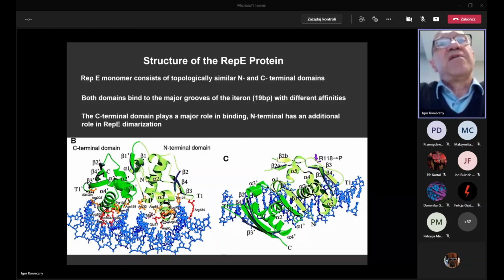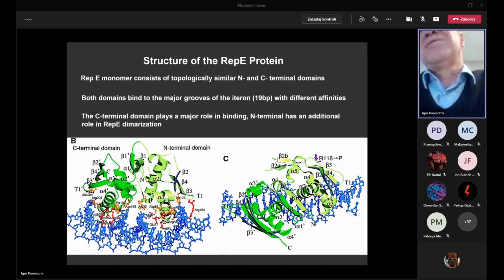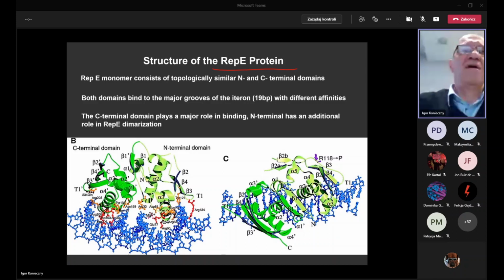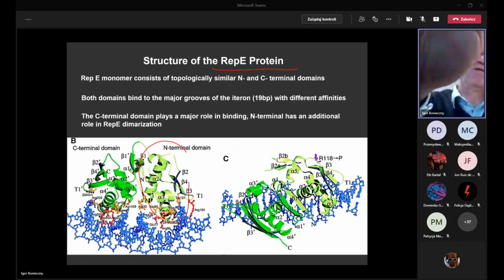The first ever published structure of a replication initiator was RepE, a plasmid-encoded replication initiator. The RepE monomer consists of the similar domains, and those similar domains sit on the DNA grooves. And this is the N-terminal domain and the C-terminal domain, and these are critical interactions.